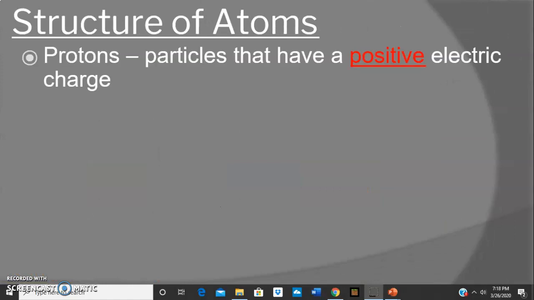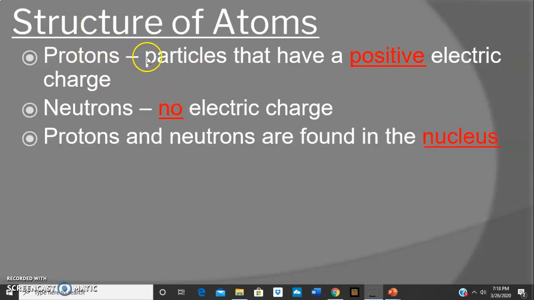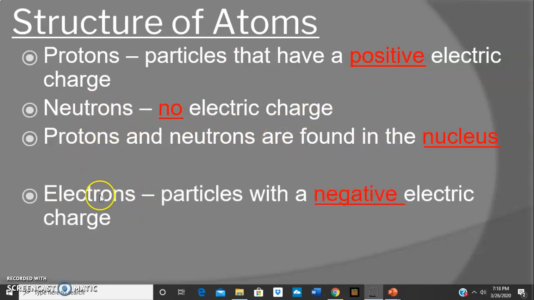All right, so let's talk about the structure of our atoms. We have three different subatomic particles that make up an atom. We have protons. Protons are particles that have a positive electric charge. Neutrons have no electric charge, and these protons and neutrons are found inside the nucleus of an atom. Our last subatomic particle are electrons. Electrons are particles with a negative electric charge.